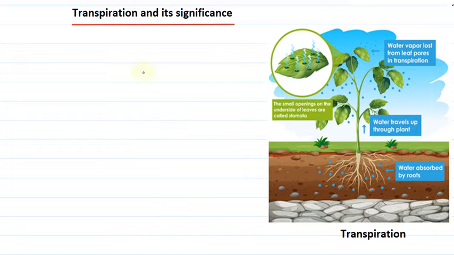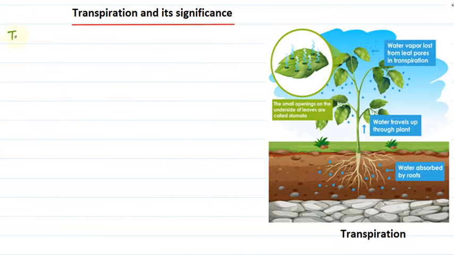We knew that during photosynthesis, carbon dioxide was being absorbed from the atmosphere and water was absorbed by the roots from the soil. So, there's some amount of water that reaches the leaves from the roots. This water is utilized for photosynthesis and the rest of the water is released out to the atmosphere through the leaves. Okay. So this is what happens in plants.